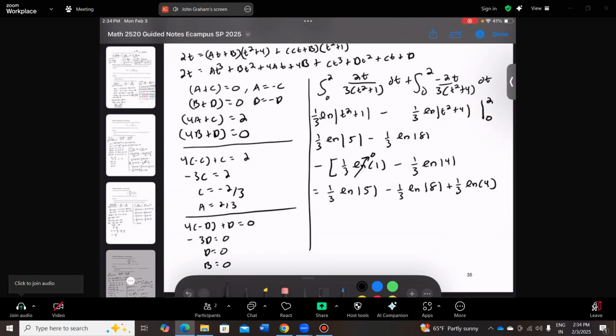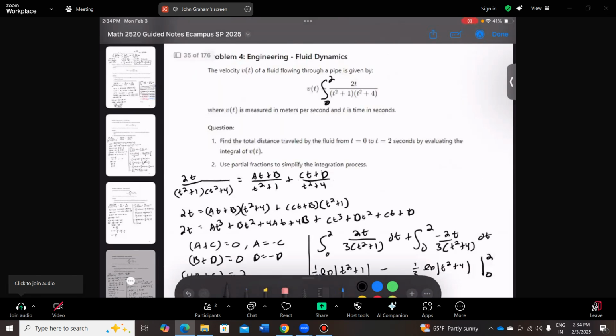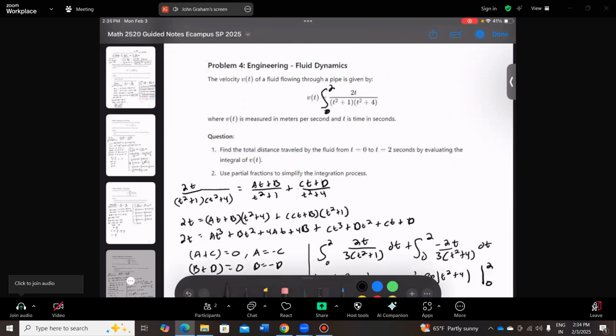So we can put this all together, 1/3 natural log of 20 over 8. We can do that in the calculator. 0.305 would be more specific. 0.305. That is the total distance traveled in 2 seconds by this fluid.